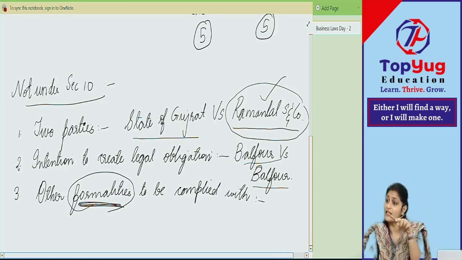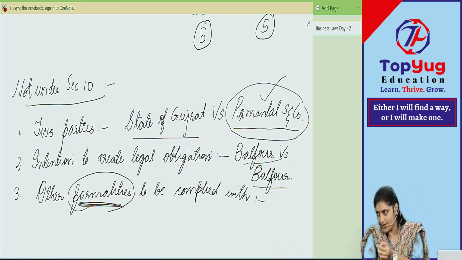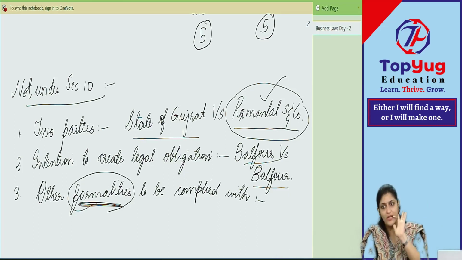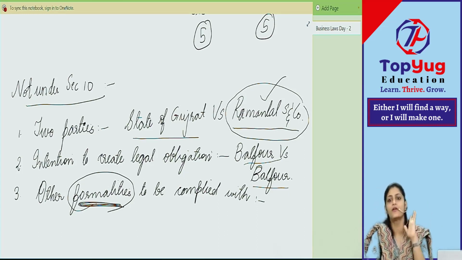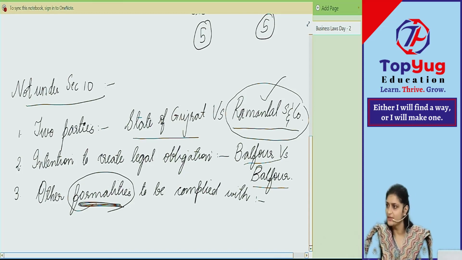For this contract, it was important to be in writing, to be signed by the parties, to be signed by the witnesses, all the terms and conditions to be mentioned, and to be stamped by the stamping authority also. Got this point clear? Yes or no?